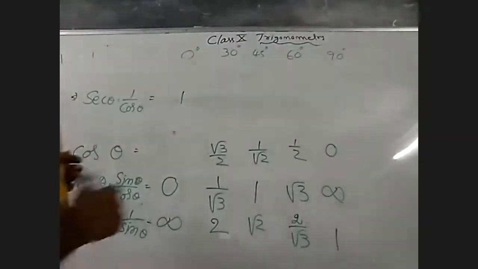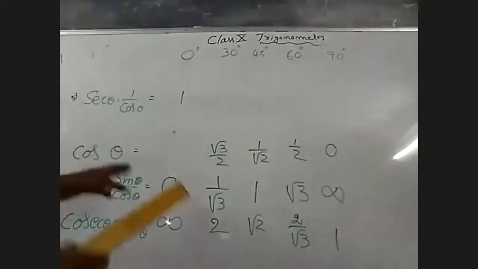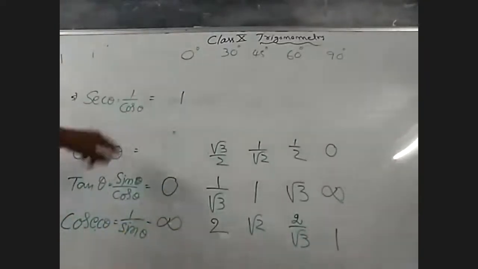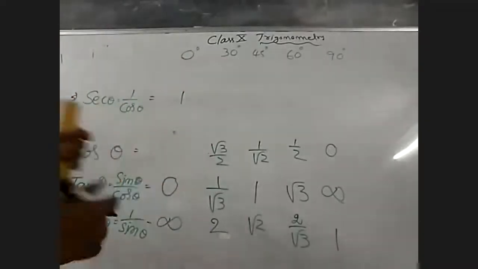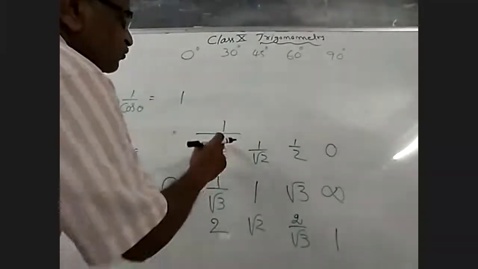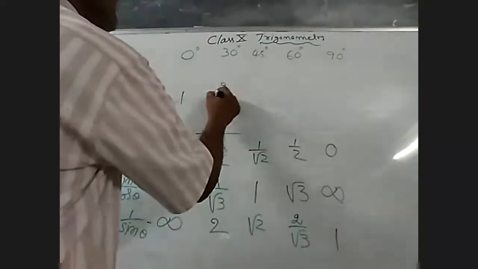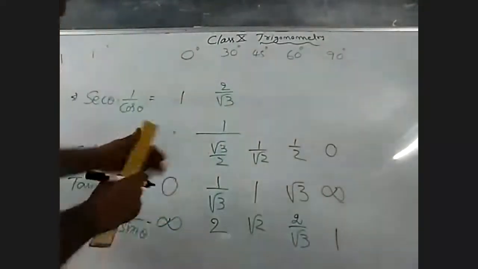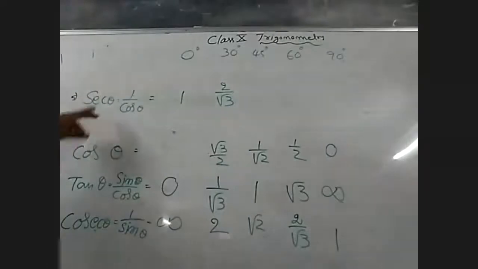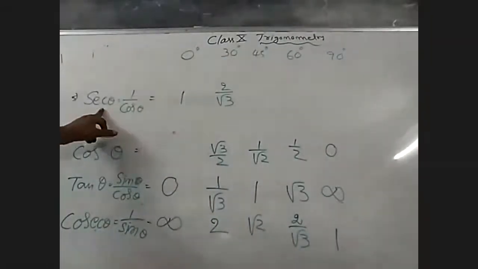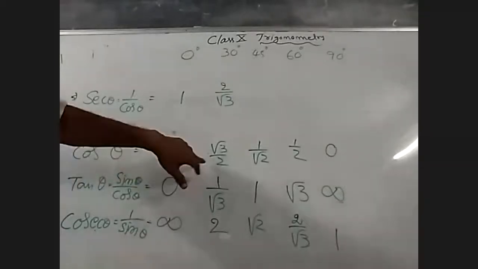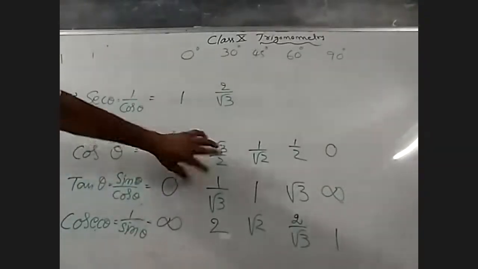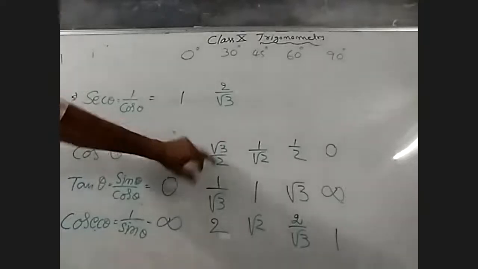Next, secant 30. Secant 30 means 1 by cos 30. What is the value of cos 30? Root 3 by 2. 1 by root 3 by 2 gives 2 by root 3. So secant 30 degrees is equal to the reciprocal of the cos value. The cos value is root 3 by 2, so the reciprocal is 2 by root 3.